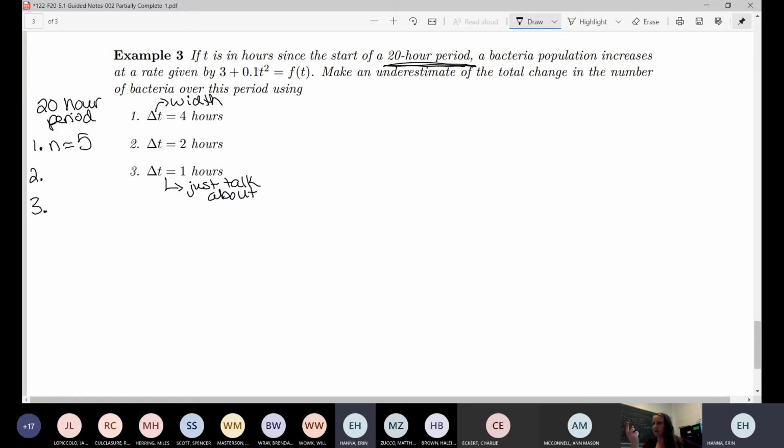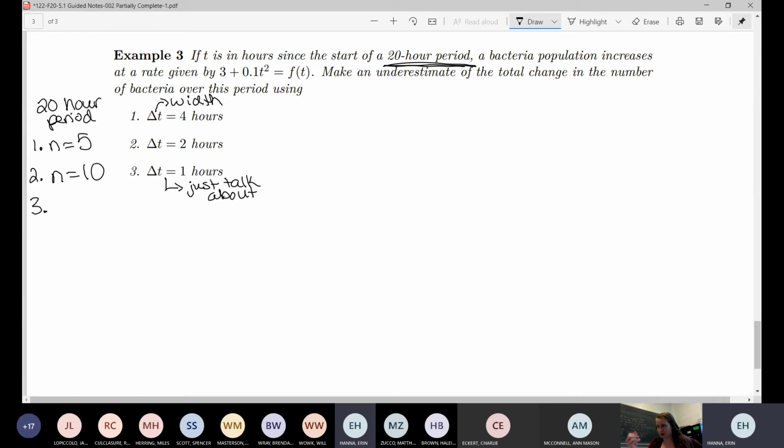So there's going to be 5 rectangles in the first case. Essentially 20 divided by 4. What's your total length of the interval divided by what the width of the rectangles are? So 20 divided by 4 gives us that we're going to have 5 rectangles there. And then if we change it to delta T being 2, well, now we're going between every 2. So that's going to give us 10 rectangles.